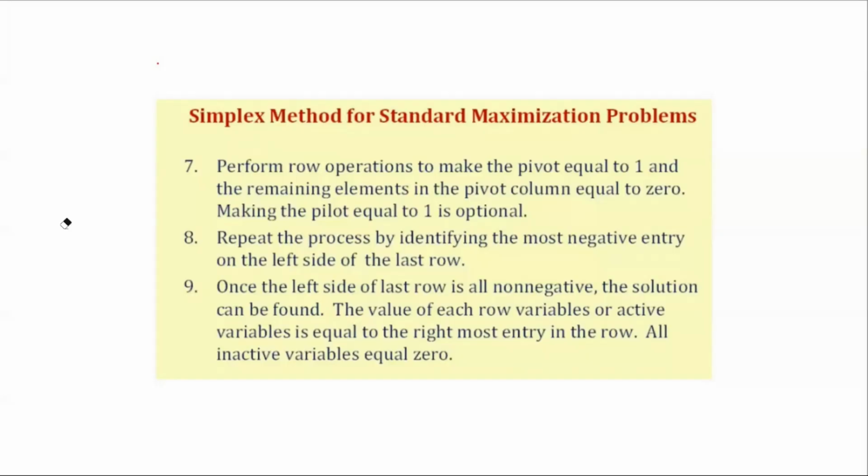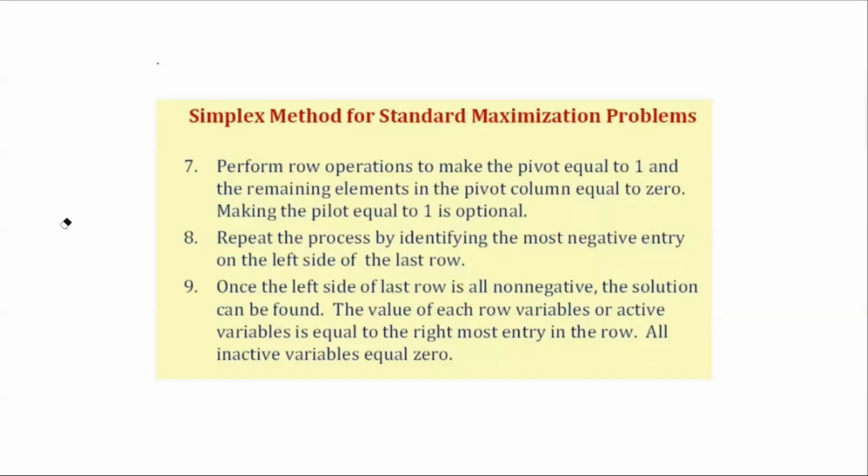So you want to make the pivot equal to 1. I think the word should be that making the pivot equal to 1 is optional. If I made a mistake, right? But we can stay with wanting to make the pivot 1. And next they say repeat this whole process from 1 to 7 by identifying the most negative entry on the left side of the last row.